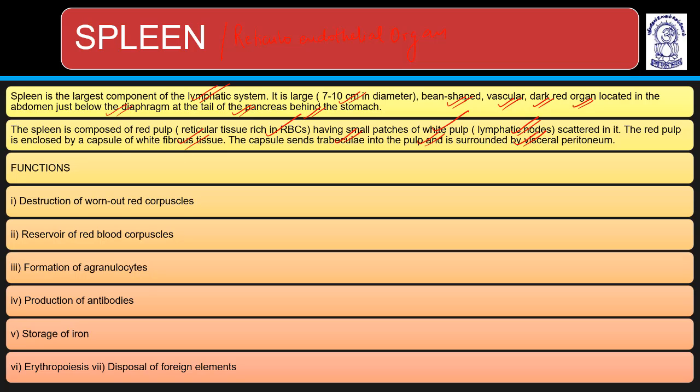The spleen is basically composed of red pulp, reticular tissue rich in RBCs, then the small patches of white pulp, that is lymphatic nodes, scattered in it. The red pulp is enclosed by a capsule of white fibrous tissue. The capsule sends trabeculae into the pulp and is surrounded by visceral peritoneum. Okay, I hope that is understood.